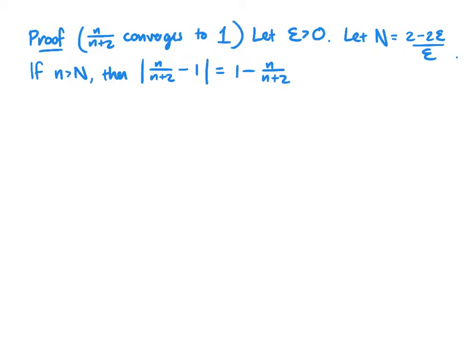Okay, let me do some rewriting here. I'm going to get a common denominator. So (n plus 2) over (n plus 2) replaces the 1 in 1 minus n over n plus 2. When we do this subtraction, we end up with 2 over n plus 2. All right, and now we're saying that little n is greater than capital N. So if we plug capital N in instead of little n here, we get a smaller denominator, which makes for a larger fraction.